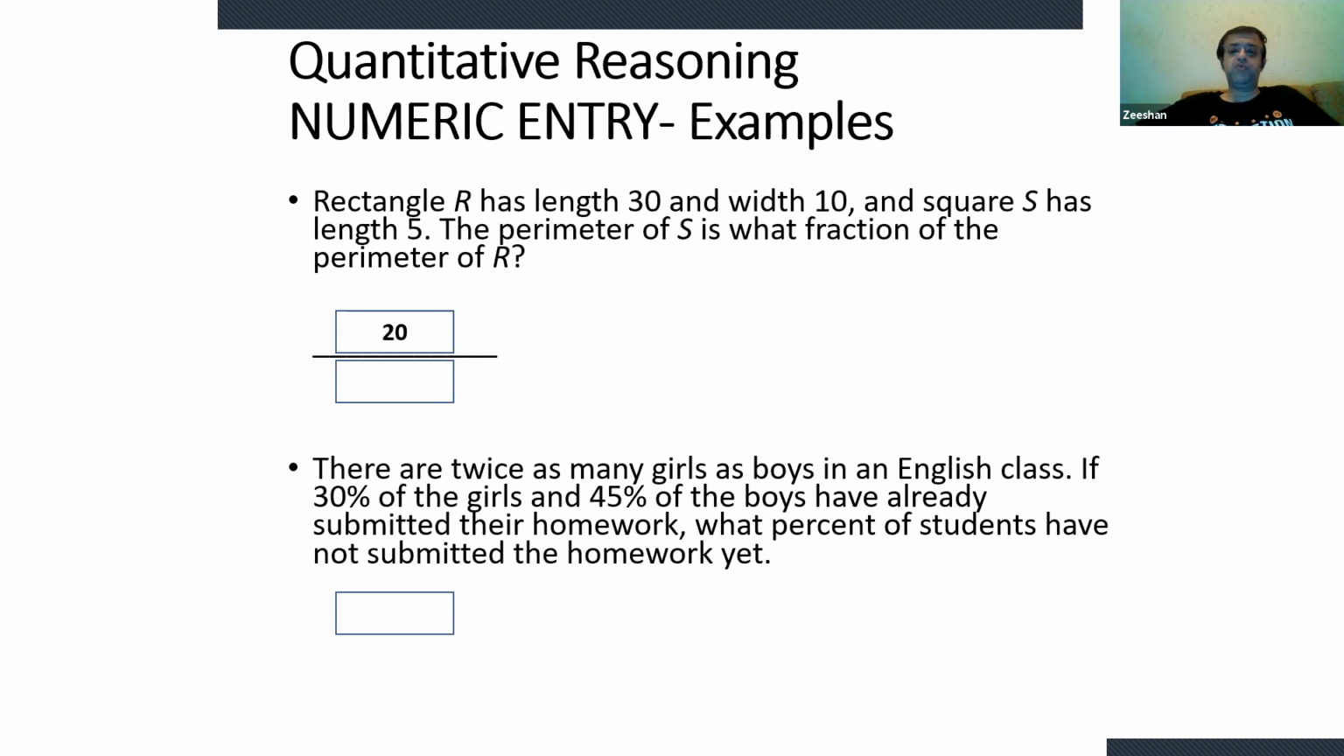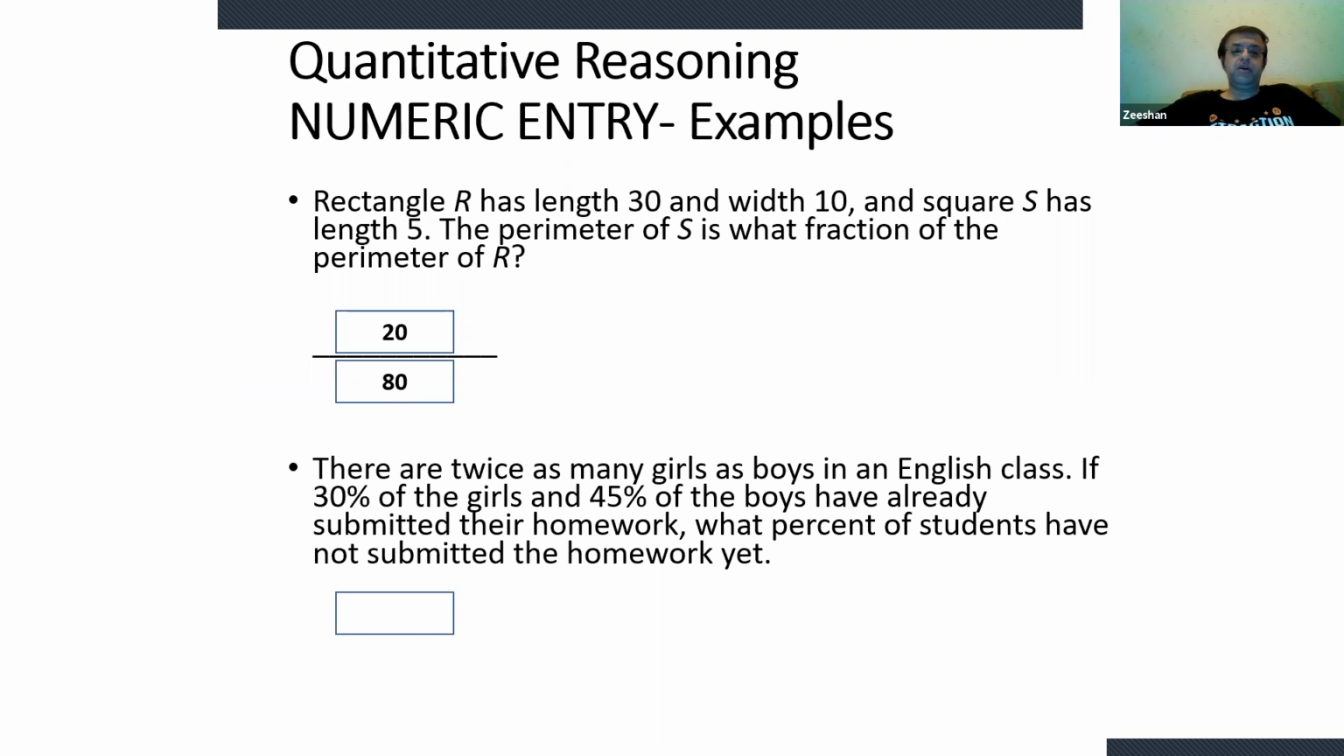The perimeter of S is what fraction of the perimeter of R? So R is a rectangle, right? And in a rectangle, opposite sides are equal. So if 2 sides of a rectangle are 30 and 10, the other 2 sides are also going to be 30 and 10. So 30 plus 10 plus 30 plus 10 should give us 80. So 80 is going to go in the denominator. So now this is a numeric entry question where you need to just type the answers in the box. If you type 20 over 80, it's fine. If you type 2 over 8, it's fine. If you type 1 over 4, it's fine.